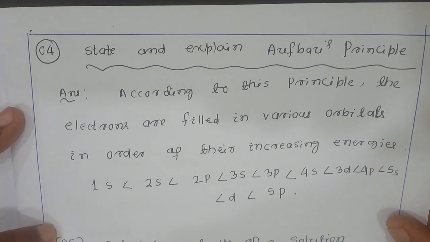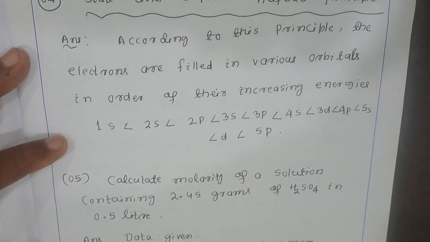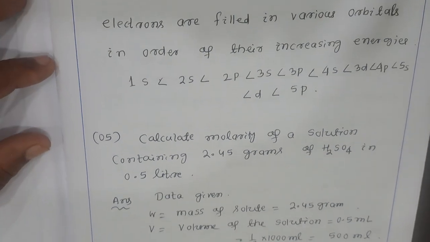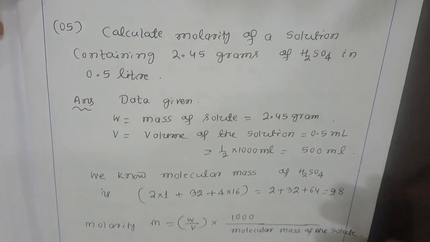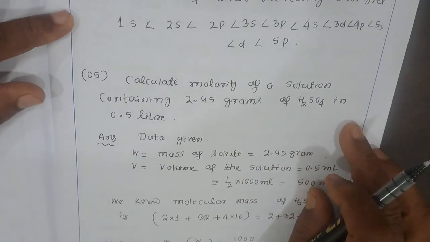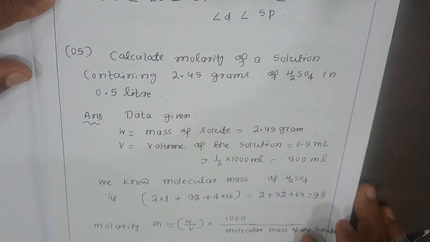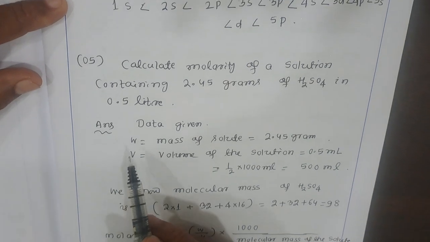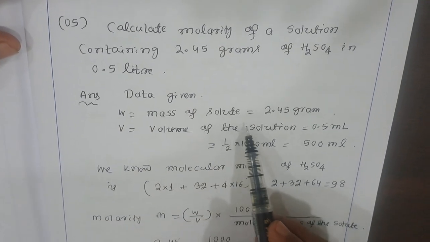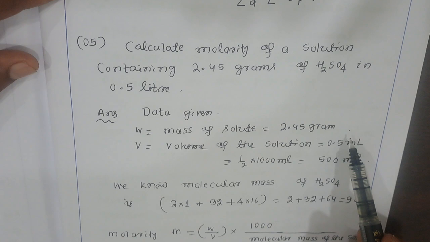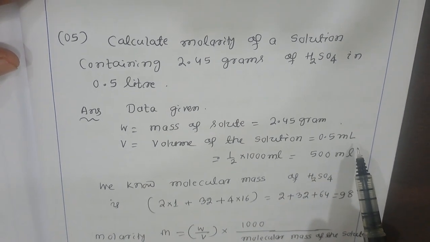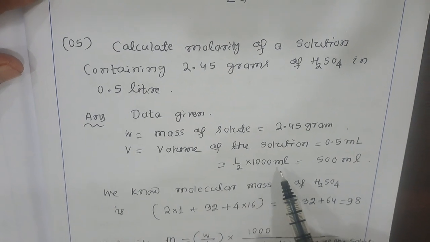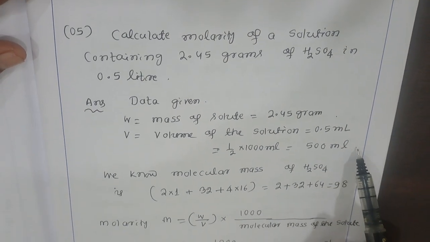Then important, I have solved one problem. Calculate molarity of solution containing 2.45 grams of H2SO4, that is sulfuric acid, in 0.5 liters. Data given. Small w is equal to mass of solute is equal to 2.45 gram. V is equal to volume of the solution is equal to 0.5 L, that is 1 by 2 into 1000 ml, that is 500 ml.